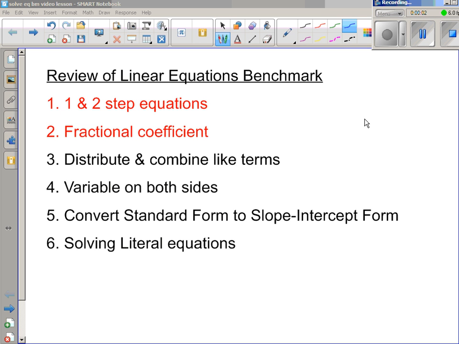Hello and welcome to our review of linear equations benchmark. We're going to work with the first two items, solving one and two-step equations and solving equations with fractional coefficients. We'll cover the rest of the items in another lecture.